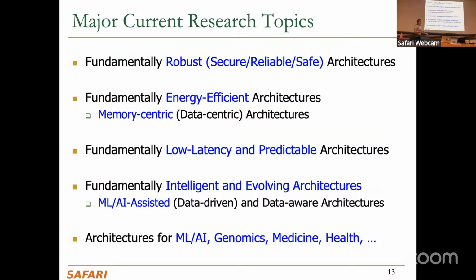Now, Safari does a lot of, let's say, varied research. Here you can see some main directions that we follow, and we're very active. First of all, we work towards the important problem of building fundamentally robust architectures in terms of security, reliability, as well as safety. We also work on delivering energy efficient architectures. For example, this is very relevant nowadays if we take into account all the energy hungry systems that are built nowadays for AI. And we can implement those by using and moving towards more memory-centric and data-centric architectures.